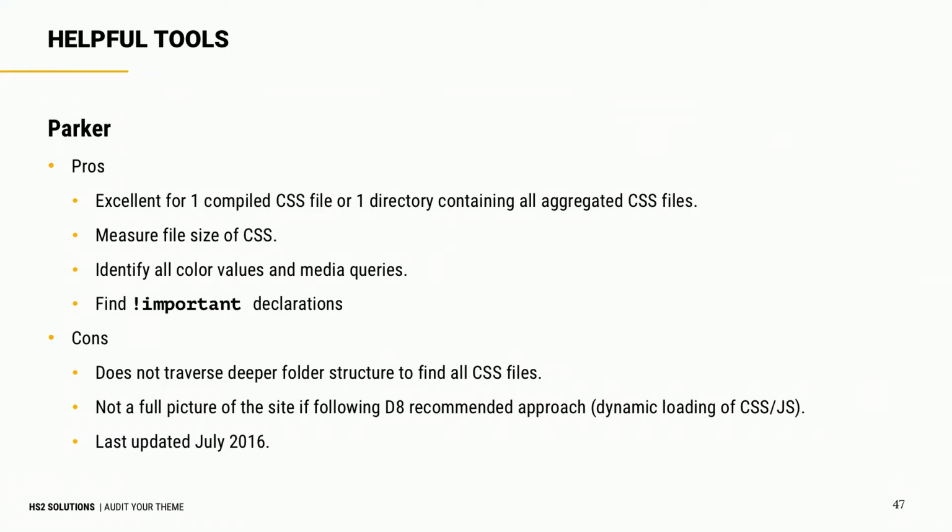Another thing is it might not be a full picture of the site if you're following D8 recommended approach, like when I took the aggregated files on the home page. You know what I mean? I may be missing something if there was like an intense search area and we're loading libraries in CSS for that. If we're following a true dynamic loading of CSS and JS, just pulling aggregated files is not a good idea. It was also last updated in July of 2016, so it feels a little dated, but at the same time, boy, it's giving me really good insight into it.